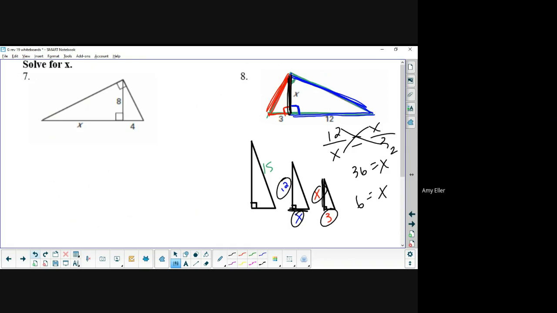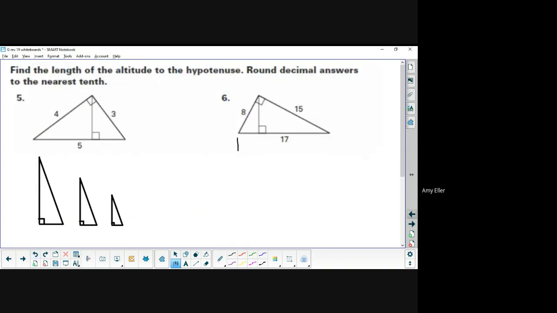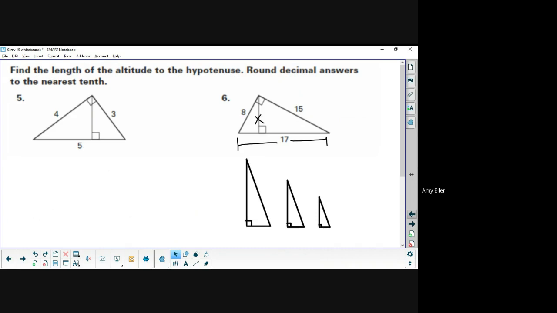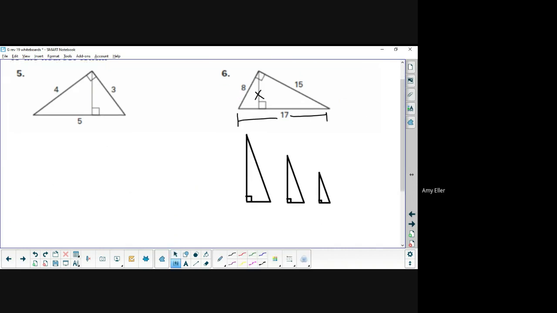Number 6. This was 17, that was the altitude. All right, large triangle. Right angle is here, which tells me the hypotenuse is 17. Long side 15, short side 8. We have questions on that.